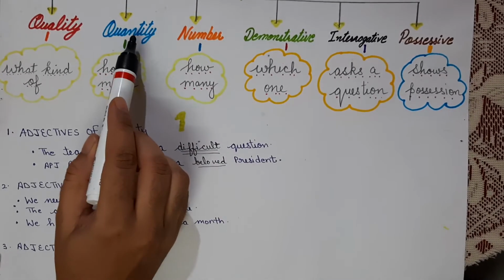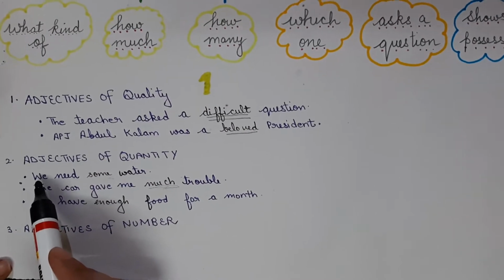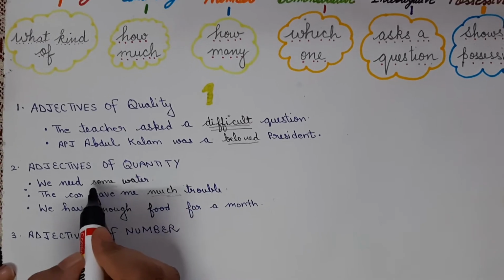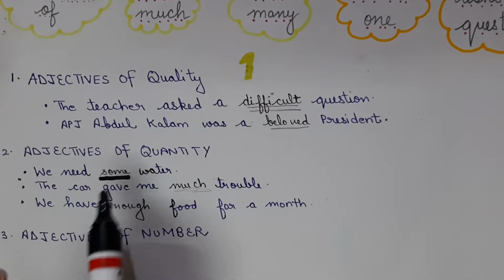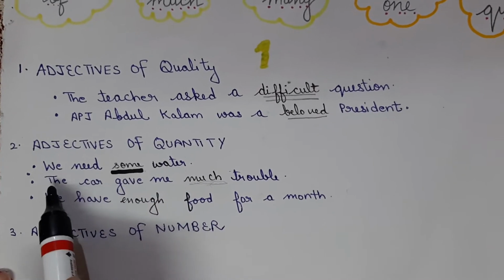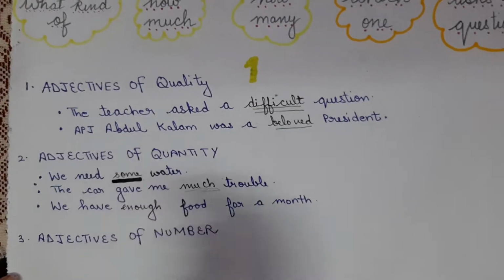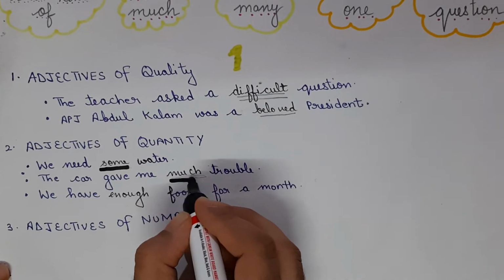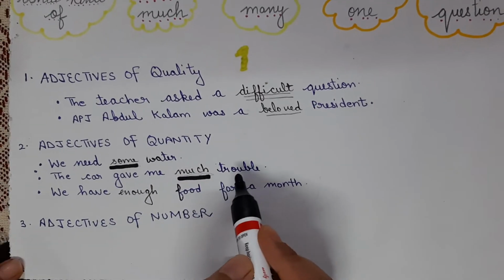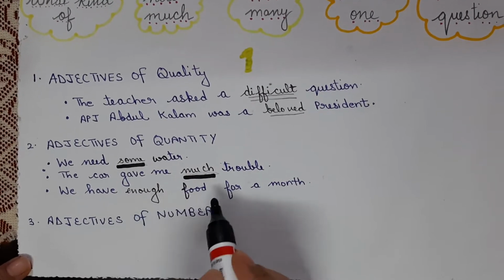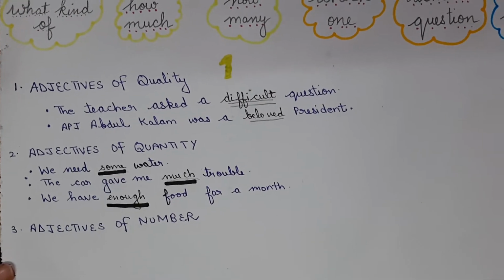Now adjective of quantity answers how much. For example, we need some water. Now some is adjective of quantity and it answers the question how much. How much water? Some water. The car gave me much trouble. Children, identify adjective? Yes, very good. Much is adjective and this is adjective of quantity. How much trouble? We have enough food for a month. How much food? Enough. So enough is adjective of quantity.